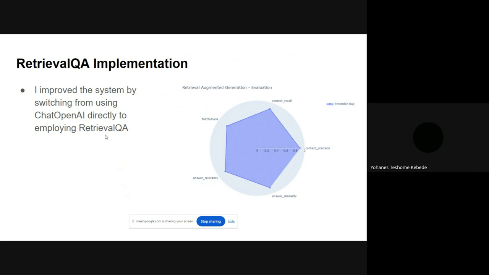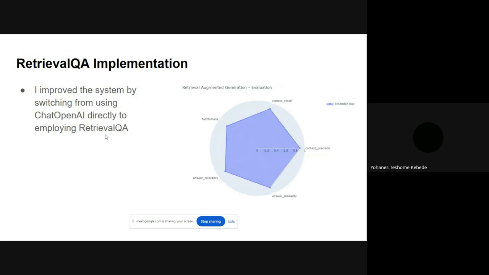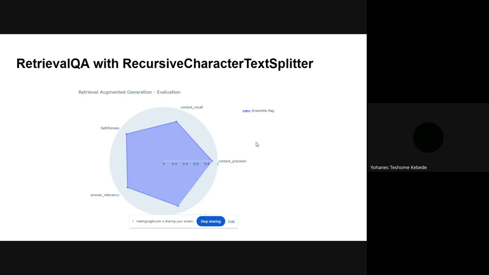And first one, I only changed the model to RetrievalQA. And this was the RAGAS evaluation. Then I changed the chunking method from my custom chunking method to the recursive character splitter. And as you can see, there is a little decrease in context recall and an increase in usefulness.